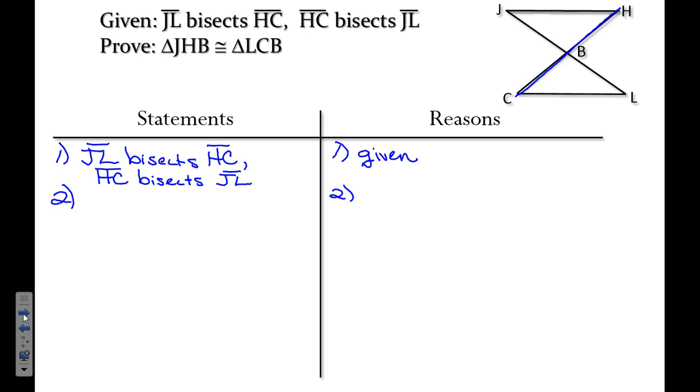Okay, so if JL bisects HC, what are my two equal parts? We want two equal parts. What does it mean if JL bisects this whole thing? CB and BH. Okay, so CB is congruent to BH.